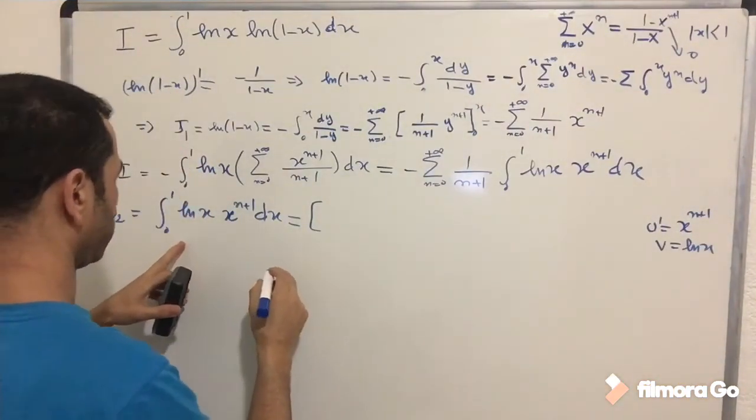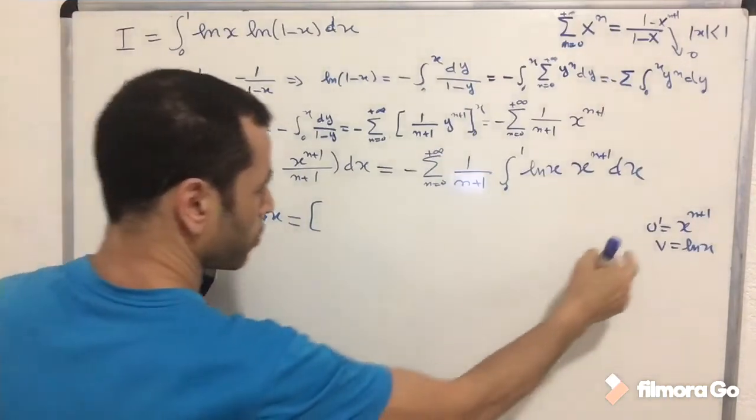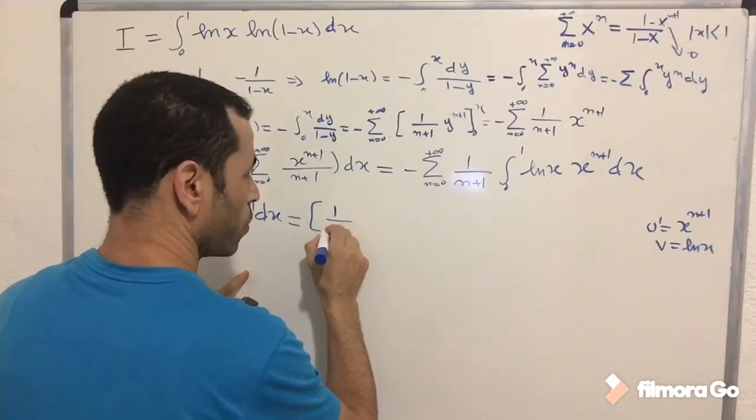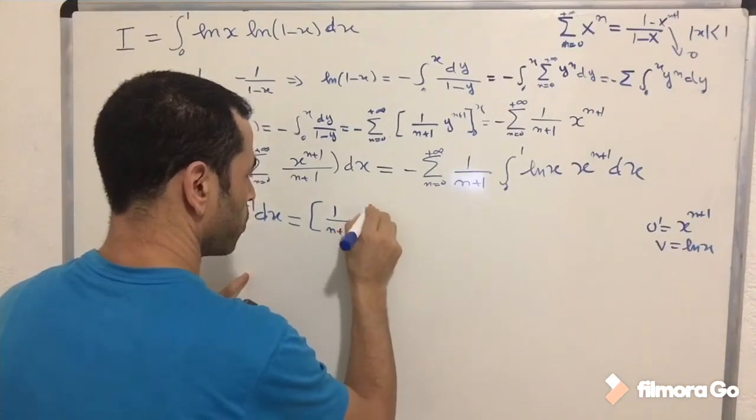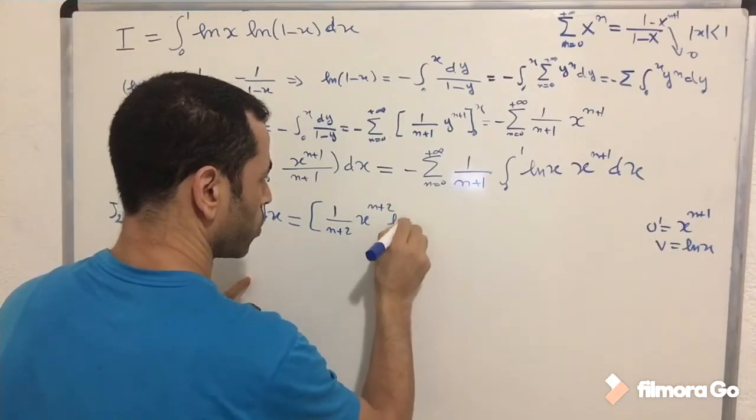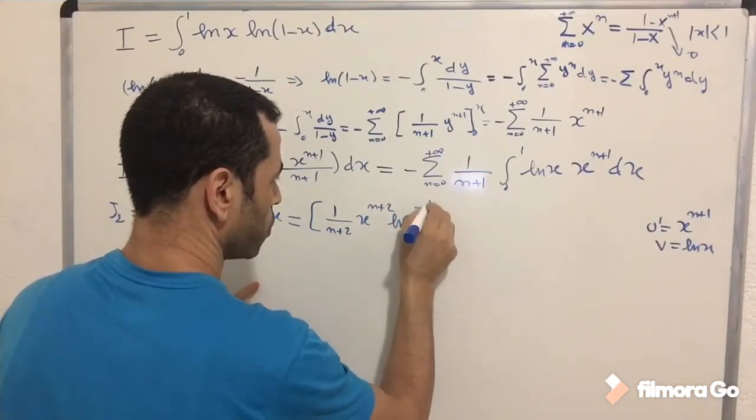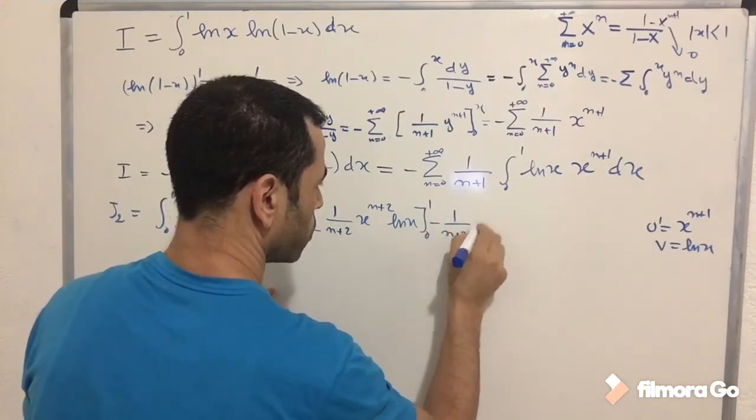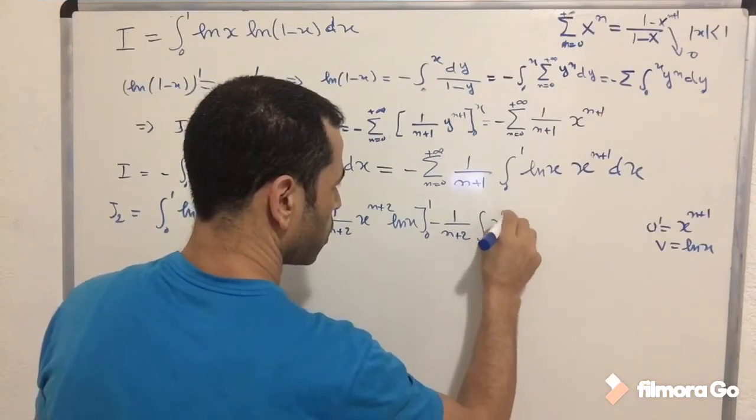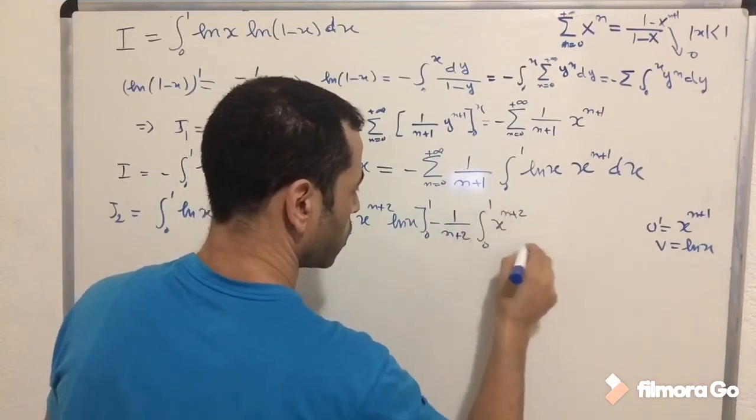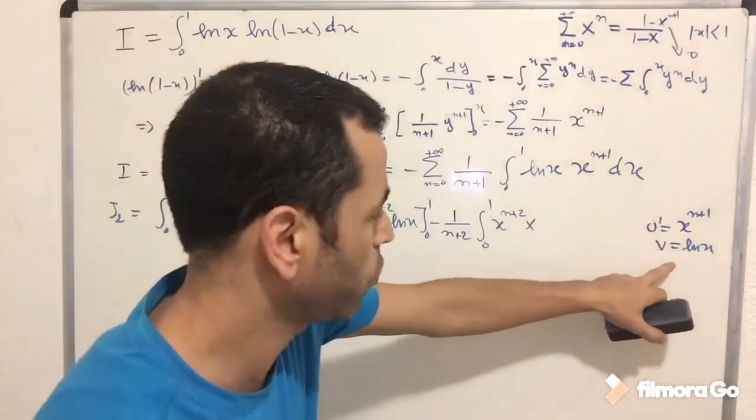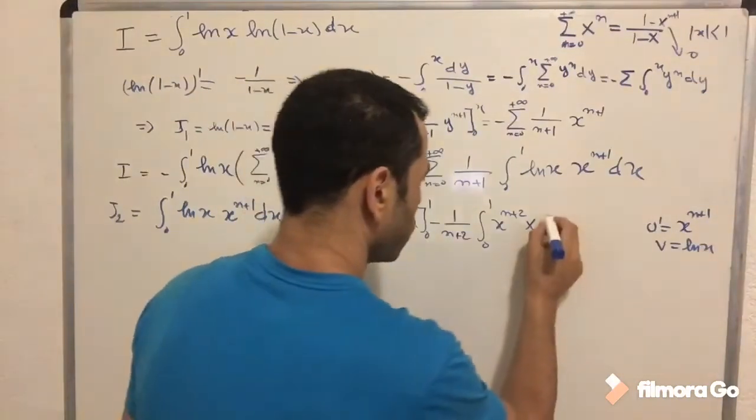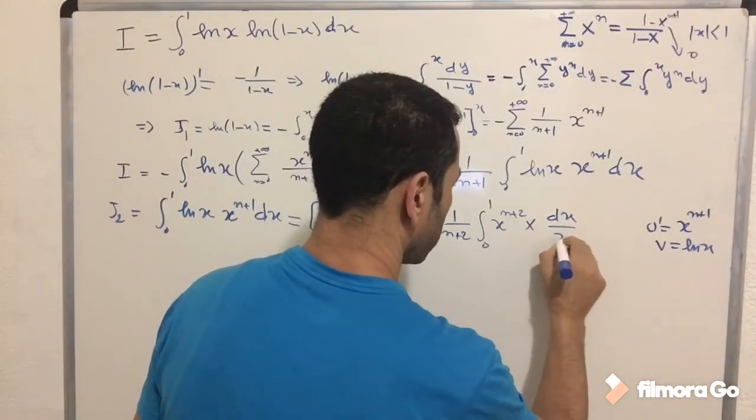We're going to apply integration by parts here. So our integral will become, with this as u prime, we put in the original function: 1 over n plus 2 times x to the n plus 2 times log x from 0 to 1, minus 1 over n plus 2 times x to the n plus 2 from 0 to 1. If we differentiate log x, it becomes 1 over x, so that means dx over x.